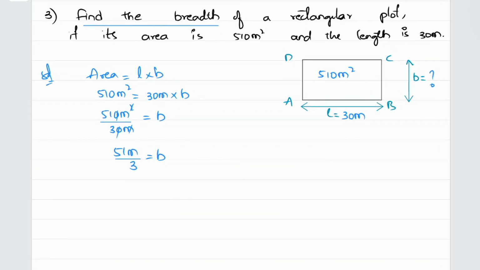So 51 by 3. 3 into 17, 3 17s are how much? 51. So what is the value of B? 51 meter by 3, that is 17 meters. Do the cancellation. So the value of B is 17 meters.